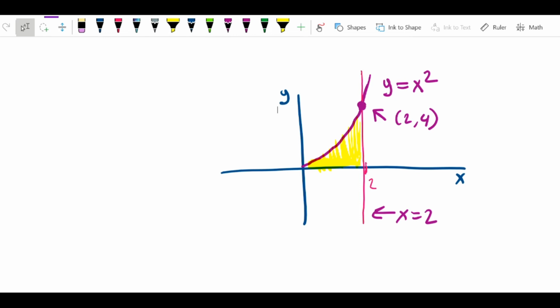Okay, now we're going to change the scenario a little bit. So the solid is formed once again with square cross sections, but now the squares lie horizontally across the yellow region. In other words, they span the region horizontally from the purple parabola to the red vertical line. Now I'm going to ask you a couple of questions about that scenario.